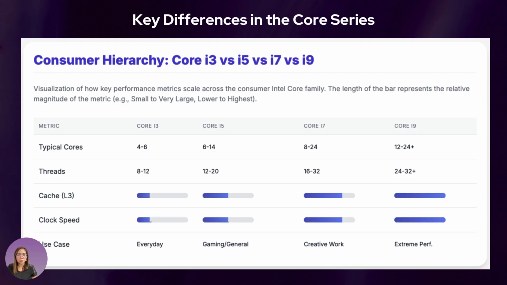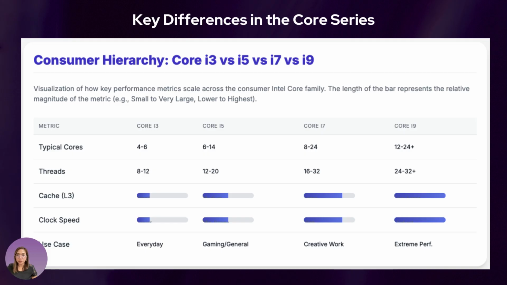Typical core counts jump from 4 to 6 on the i3 up to 12 or more on the i9. So this increase in physical cores allows the CPU to handle more tasks simultaneously. Threads, on the other hand, which represent simultaneous tasks per core, also increase as the series increases. So with more cores, the threads also increase, boosting the processor's efficiency.